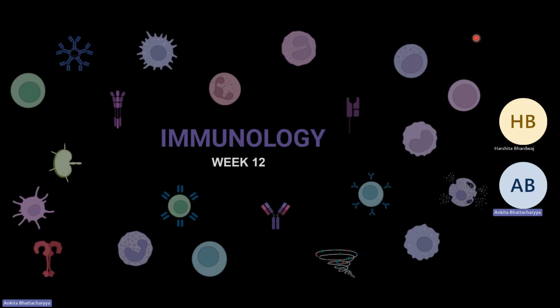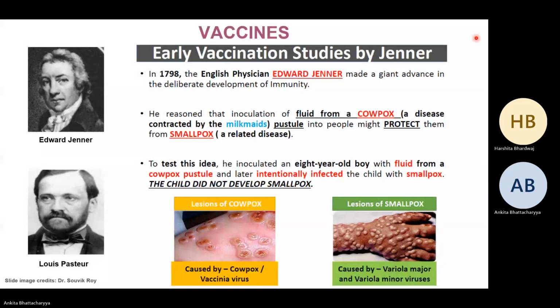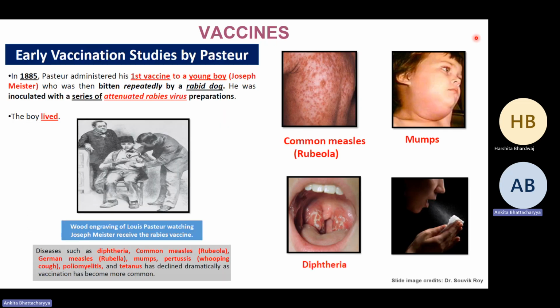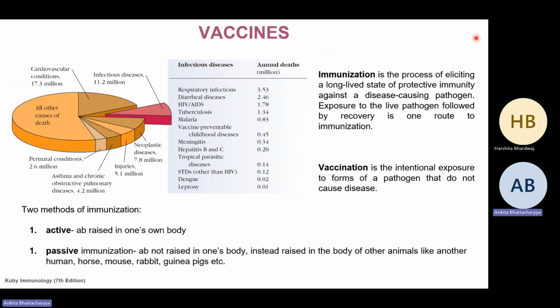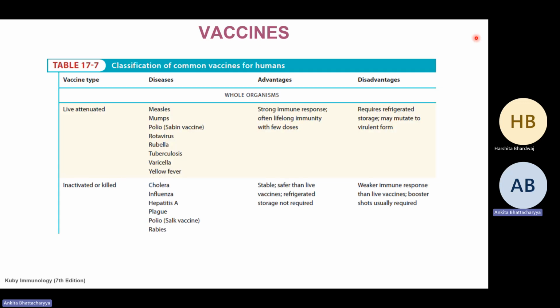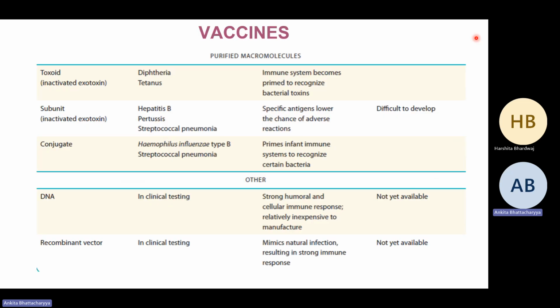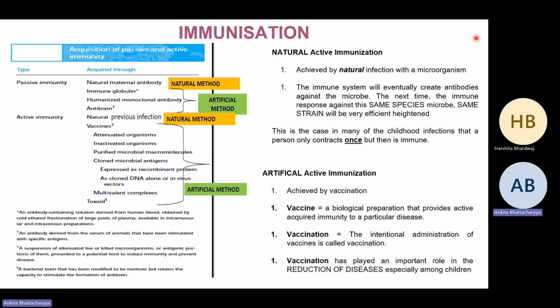In the last week, we understood vaccines and their role, how Edward Jenner and Louis Pasteur had a role to play there. We looked at early vaccination studies, the experiments that helped the same, the role of immunization, and the basic difference from vaccination, the two methods or two subtypes being active and passive immunization, different types of vaccines, whether live attenuated, inactivated, toxoid, subunit, conjugate, DNA, or recombinant vector vaccine.